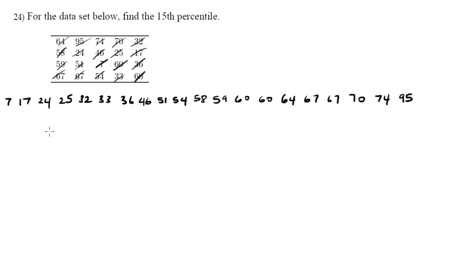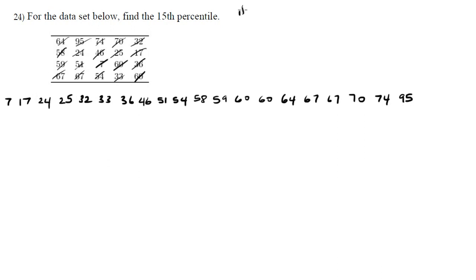I hope I got all 20. Let's see. 1, 2, 3, 4, 5, 6, 7, 8, 9, 10, 11, 12, 13, 14, 15, 16, 17, 18, 19, 20. I did good. Okay, so that's our first step. Arrange all of our values in order.